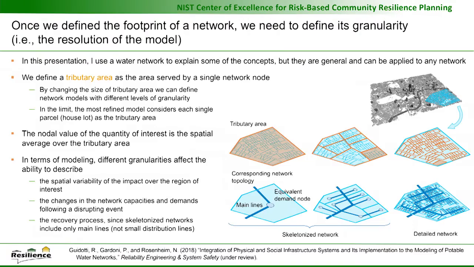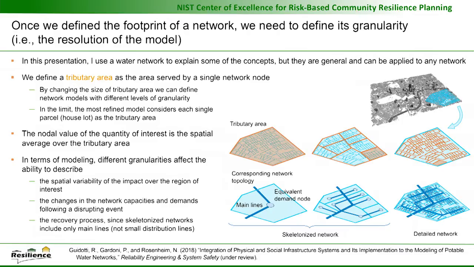Once we define the footprint of a network, we need to define its granularity, or in other words, the resolution of the model. In this presentation, I will use a water network to explain some of the key concepts. However, the concepts are general and they are applicable to any other network. We define a tributary area as the area served by a single network node. And then by changing the size of the tributary area, we can define network models with different levels of granularity. In the limit, the most refined model considers each single parcel or house lot as the tributary area. The nodal value of the quantity of interest is then the spatial average over the tributary area.